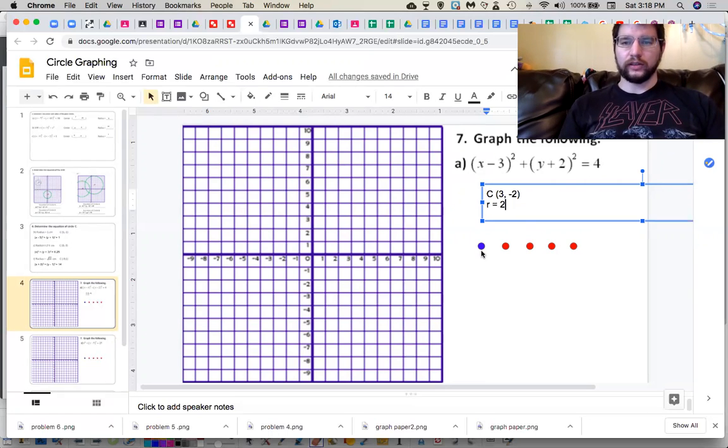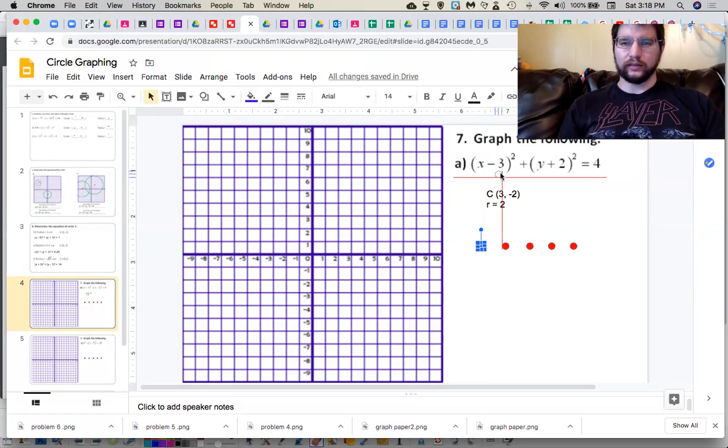So here's what I want you to do. Notice you have 5 dots, 1 blue, 4 red. I want you to drag and drop the blue dot onto the center. So at 3, negative 2. It doesn't have to be perfect. If you use your arrows, it'll bounce around a lot, but if you use shift with the arrows, you can get it pretty nice.